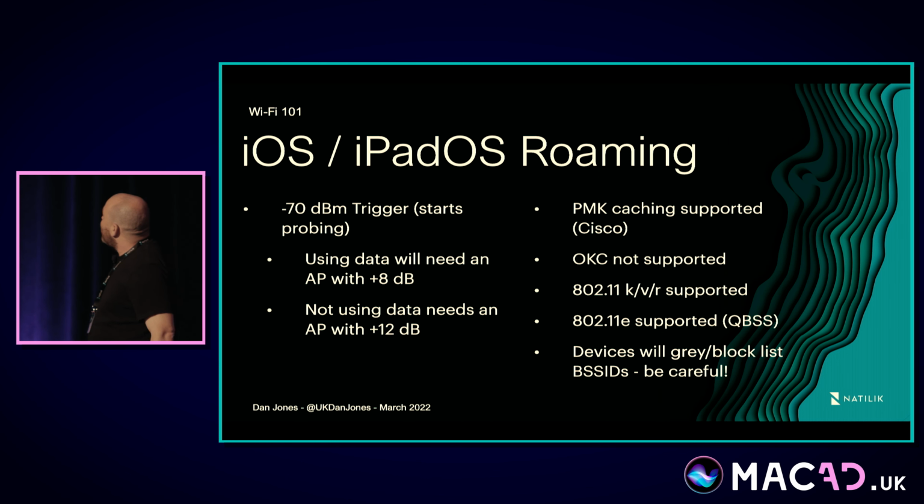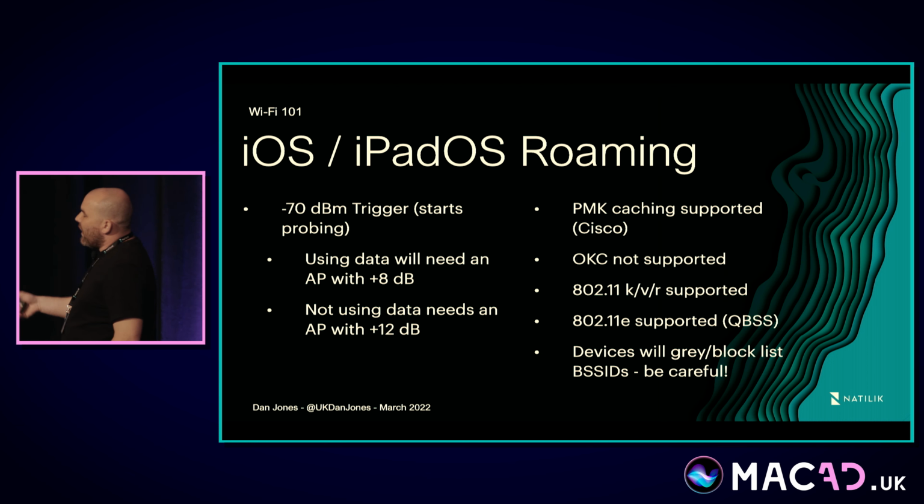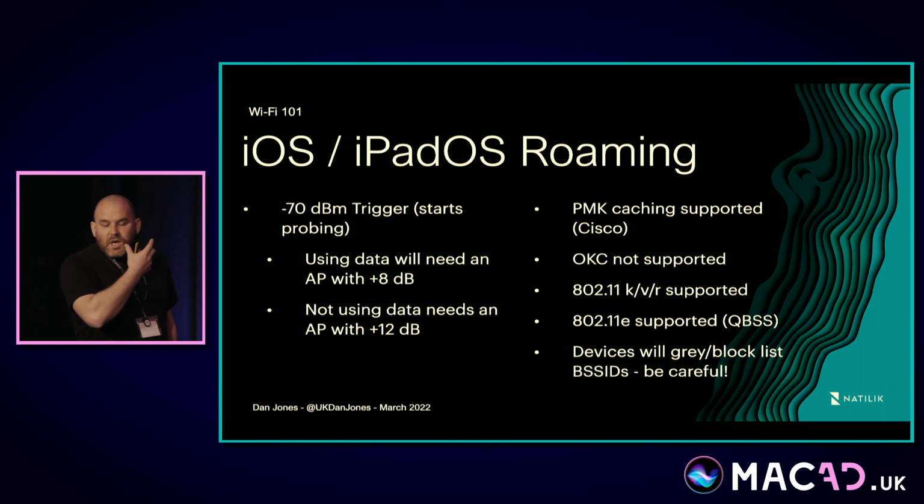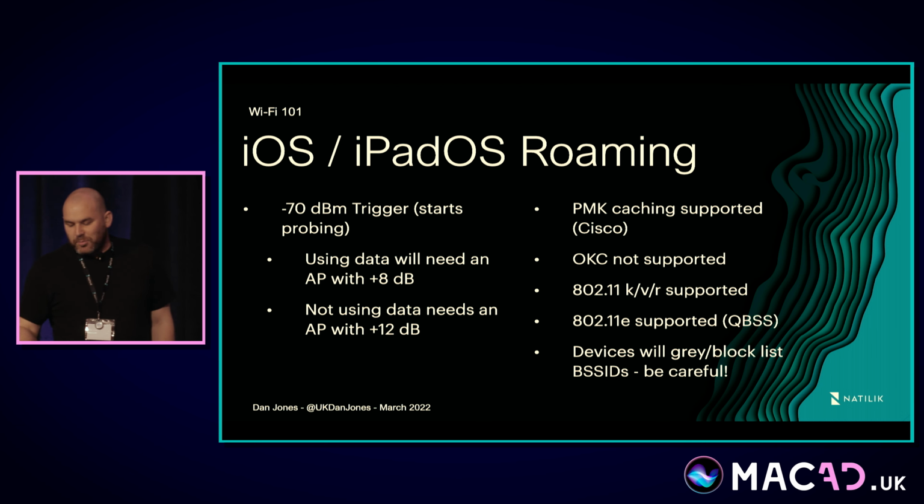Right, so iPad and iOS roaming, -70 trigger. Like I said, if it's actively using data, it needs to find an AP that's 8 dB higher. If it's just in your pocket, not doing anything, it will wait until 12 dB and then it will roam. PMK caching is supported. Opportunistic key caching isn't supported on iOS.